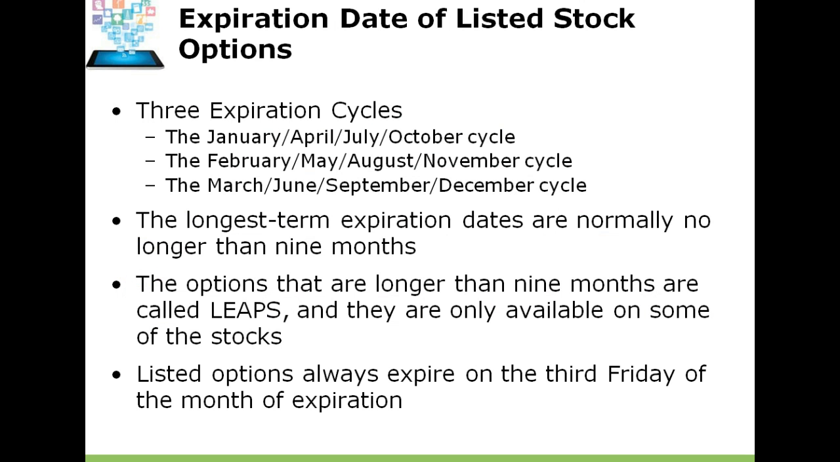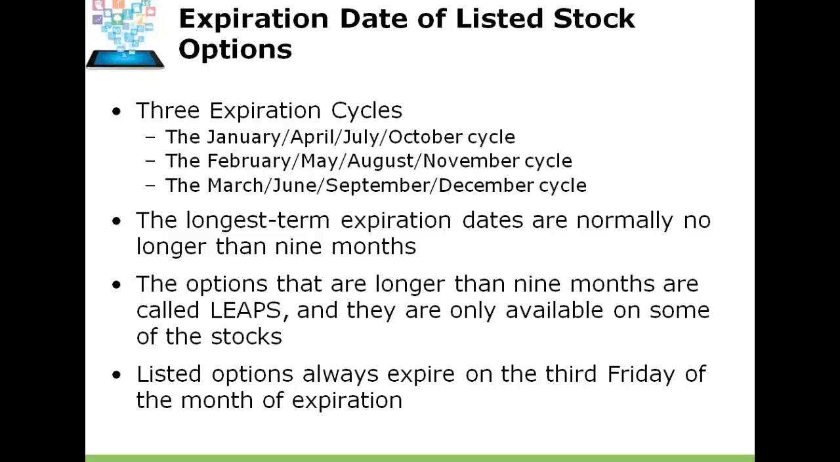As far as expiration dates, they happen in 3 cycles: January, April, July, October; February, May, August, November; and March, June, September, December. So there are 3 cycles of 4 months each. Your option on your stock may be in 1, 2, or 3 of these cycles. So it could be that you have contracts every month, or only 8 of the 12 months, or 4 of the 12 months. It just depends on how popular the option is.